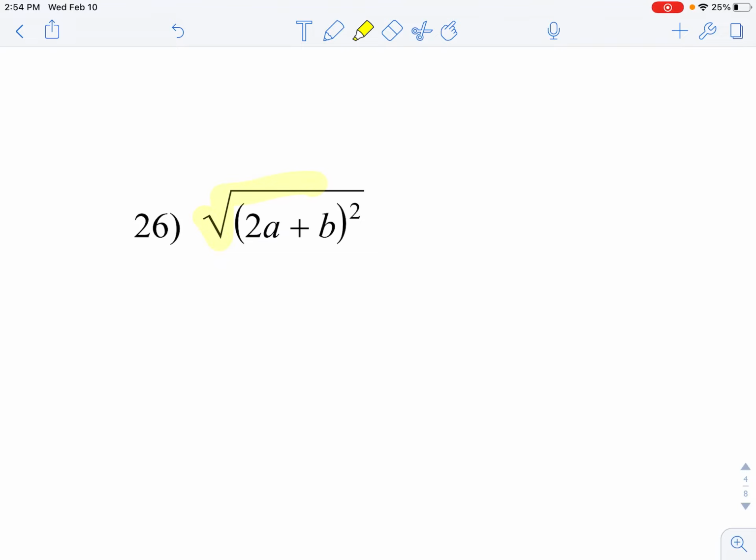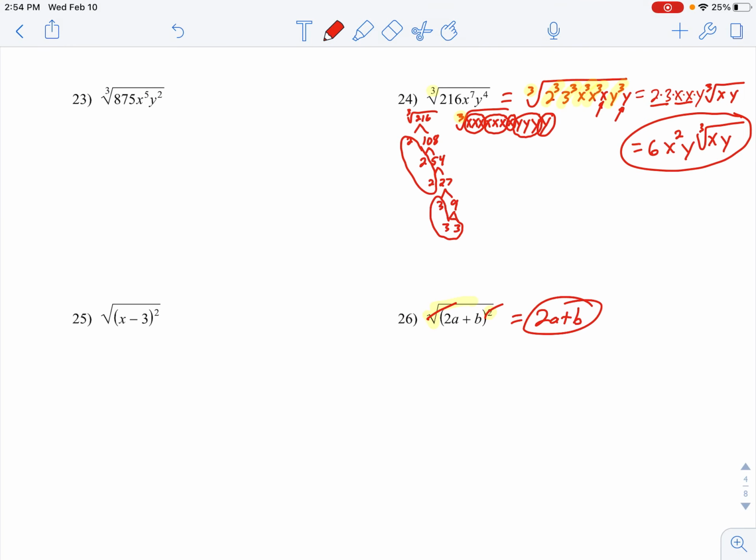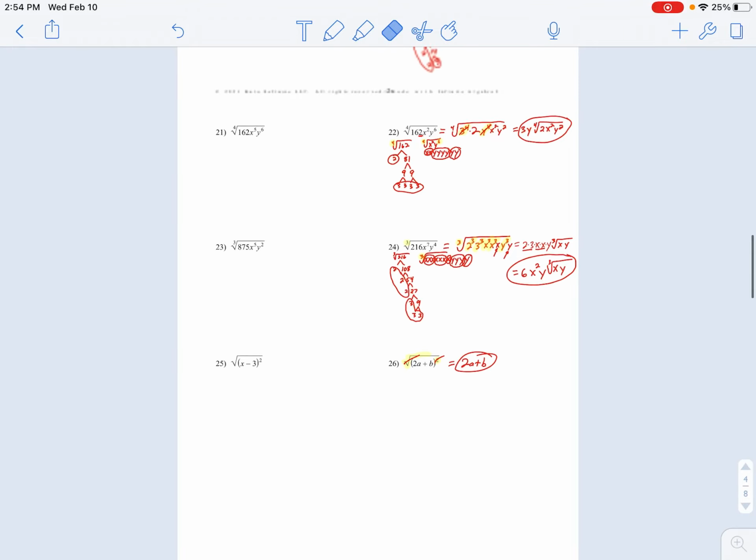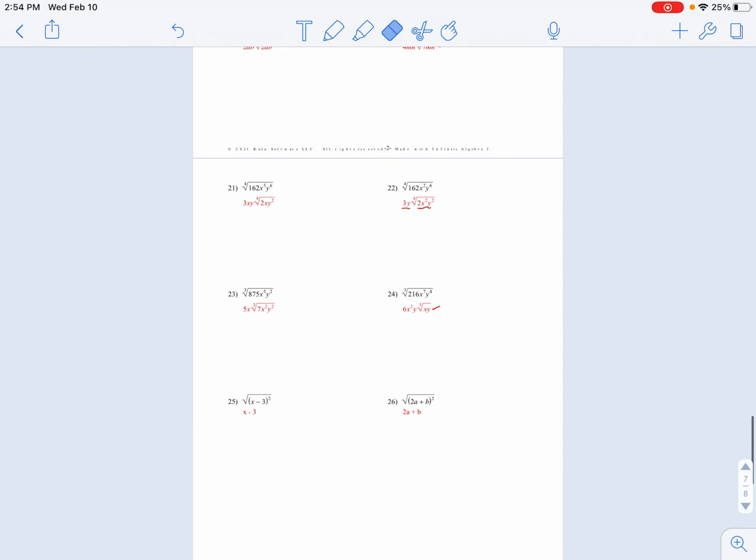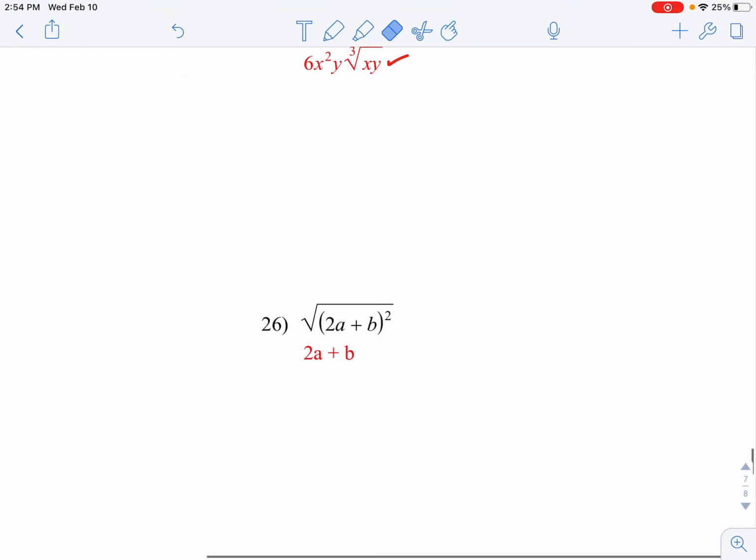You have a square root, you have a square. What do square roots and squares do to each other? If you said they cancel each other out, you are right. And the answer is 2a plus b, and you're done. That's all there is to this problem. No making a tree, no foiling stuff out. That's it. The square and the square root cancel each other out. And so you get that.